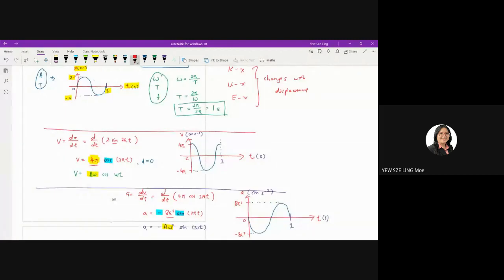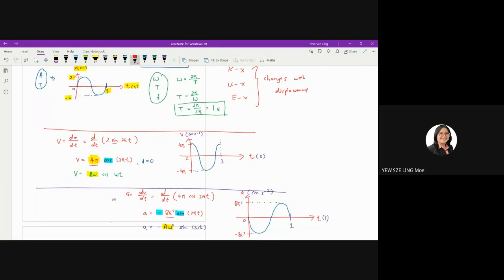Okay, if you are done, you may try question 2. Question 2 is very similar to question 1, but now you are given an equation in terms of cos, rather than sine. So try to solve it. I will discuss question 2 with you at 2.40.